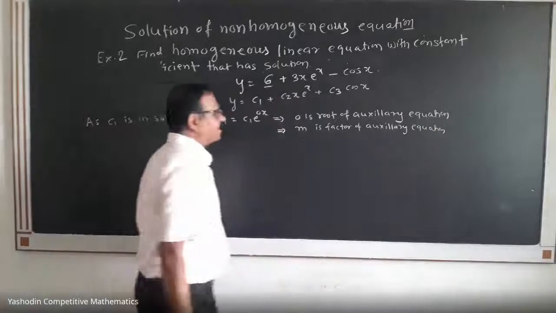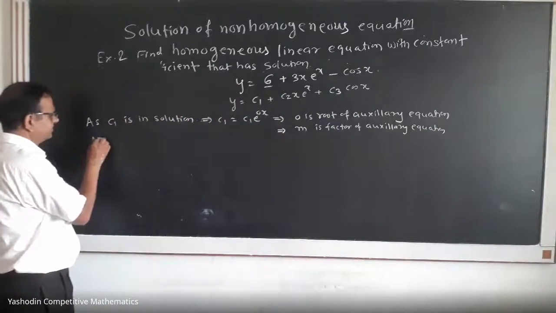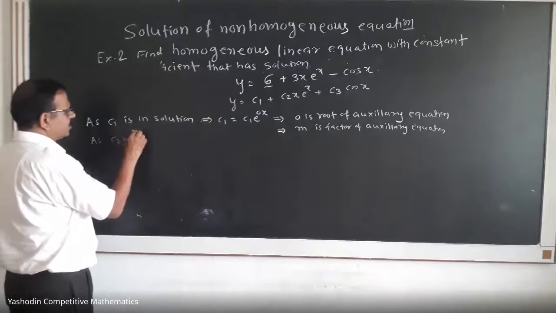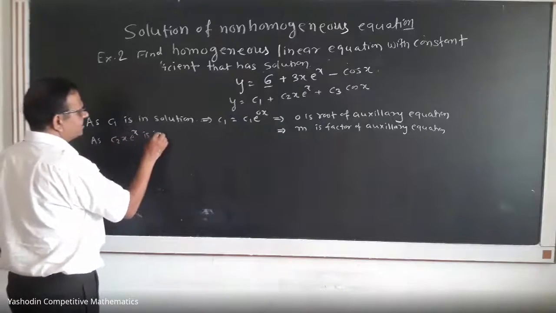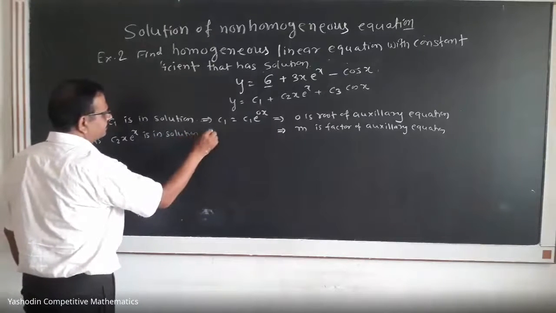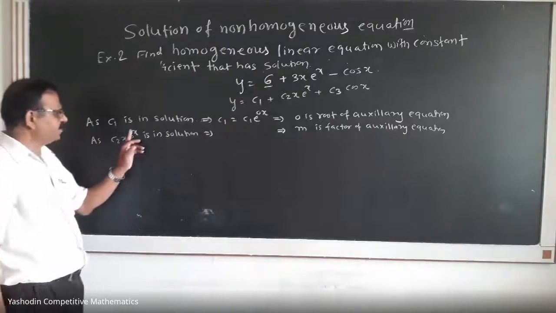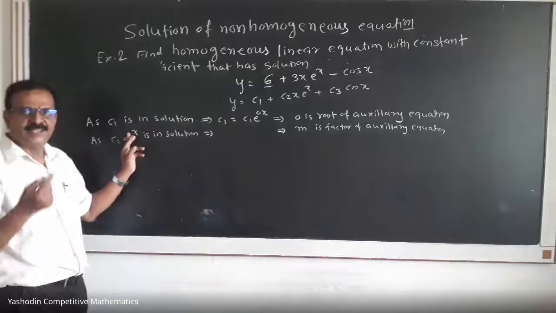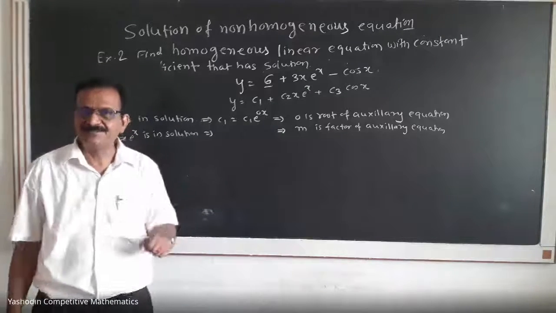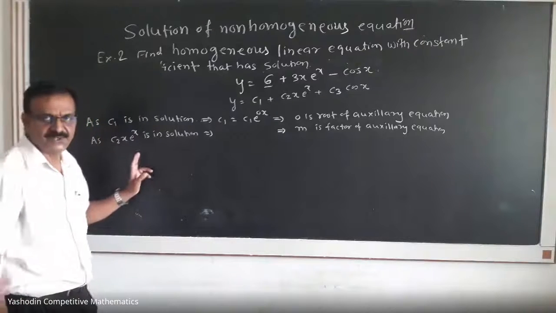M is a factor of the auxiliary equation. Now we shall take the second term, C2 x e raised to x, in the solution. This implies that there is a root 1, e raised to ax, a is 1, therefore 1 is a root. And as the x term is there, the root is repeated 2 times. If x square is there, the root is repeated 3 times, and so on.